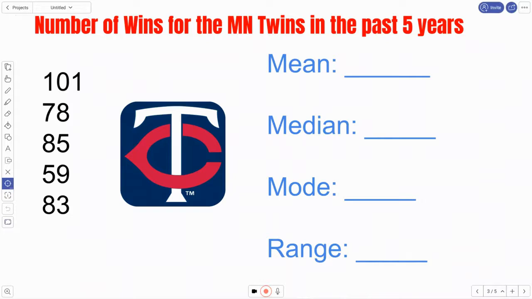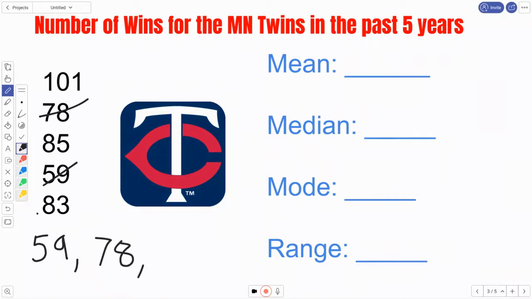Okay, so here we go. We have this number of wins for the Minnesota Twins in the past 5 years. We are going to skip over the mean, the median, and the mode, and we're just going to try to find the range. Whenever we work with data, I really want you to get into the habit of writing them in order from smallest to biggest. It helps us with a lot of these, and it just helps to organize our data. So if I'm looking at this, I see that 59 is the smallest, so I'm going to rewrite these from smallest to biggest. Then we had 78, then we had 83, and we had 85, and we had a really good season with 101 wins.